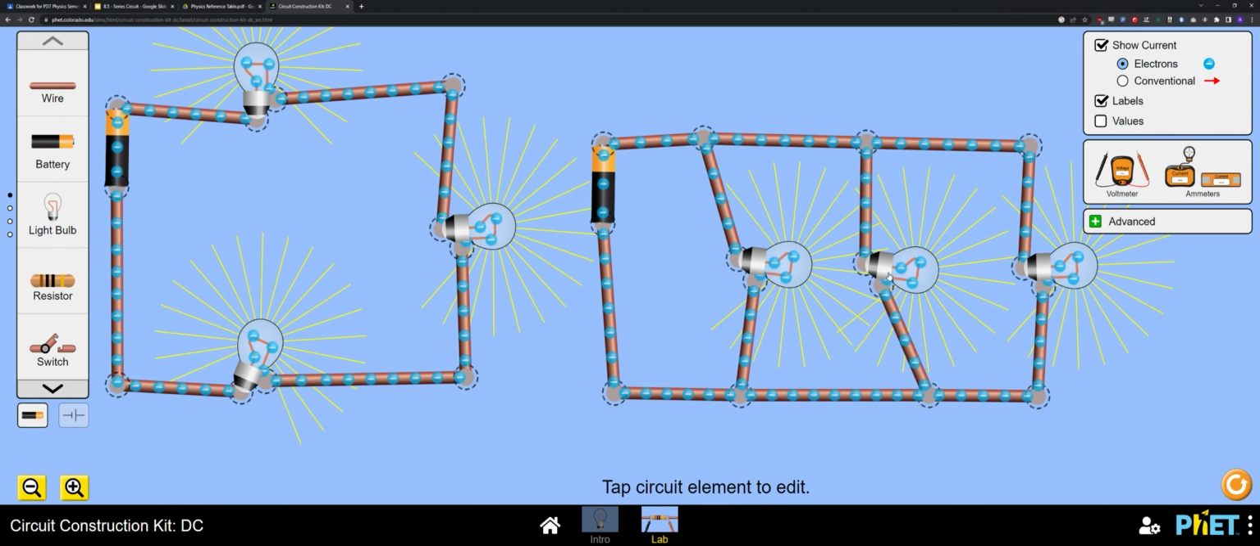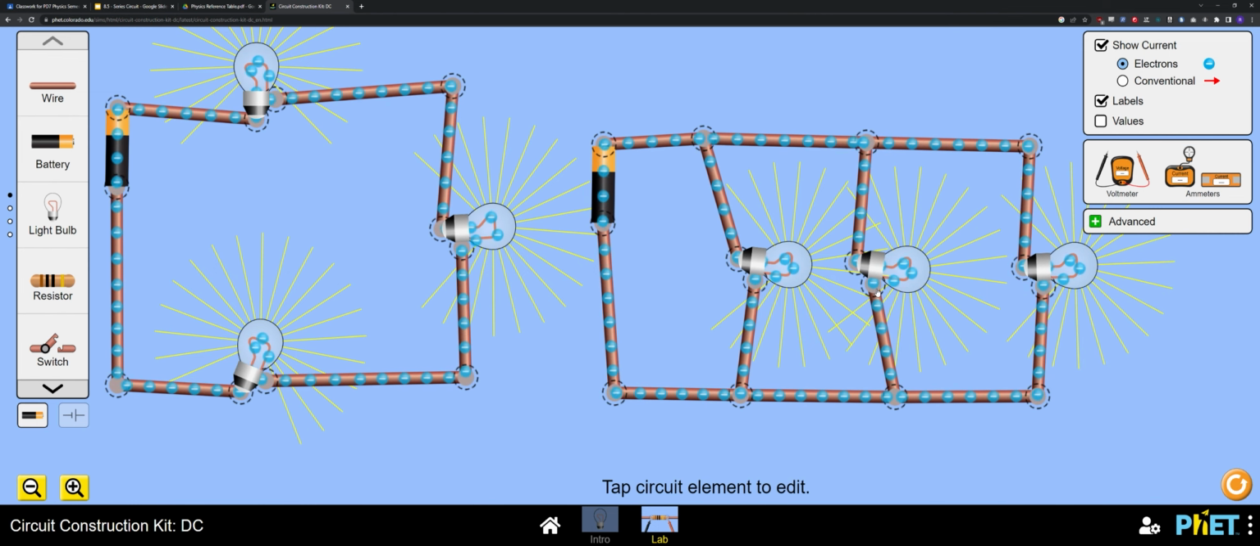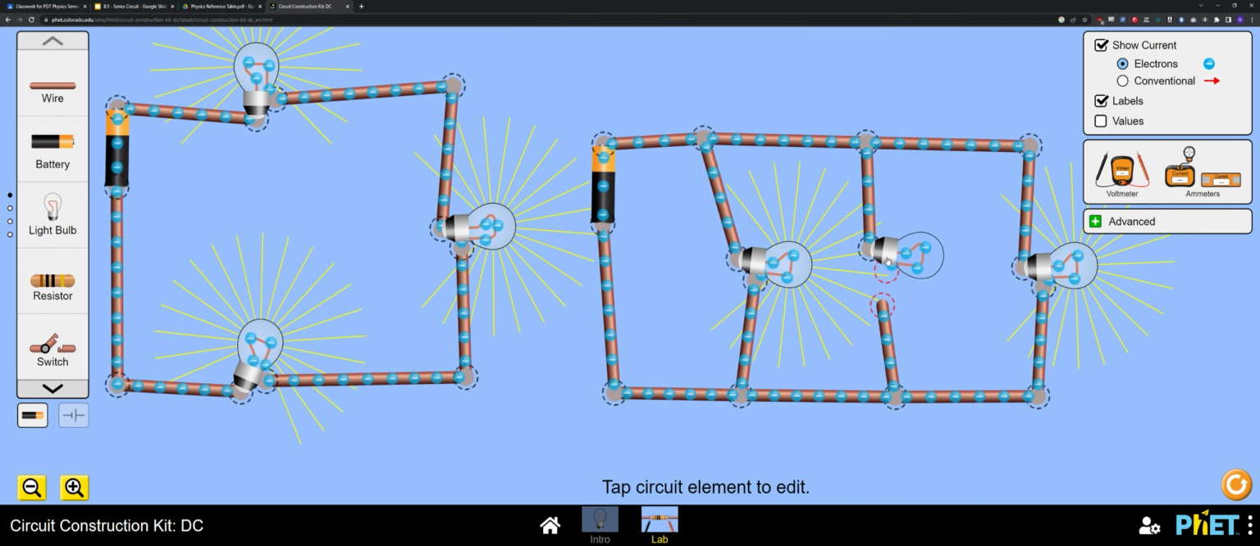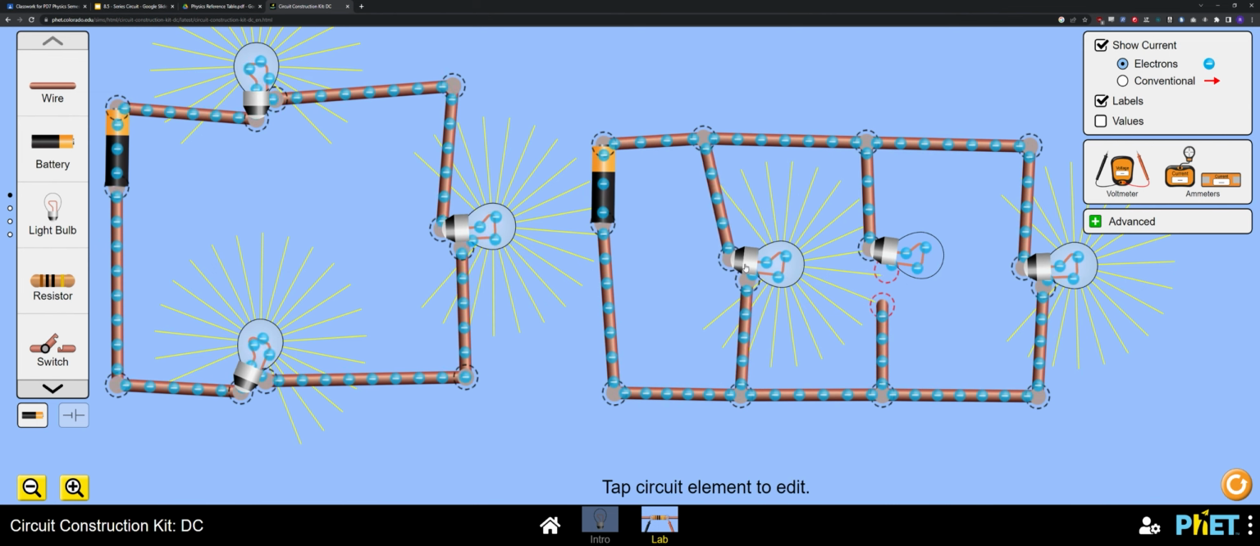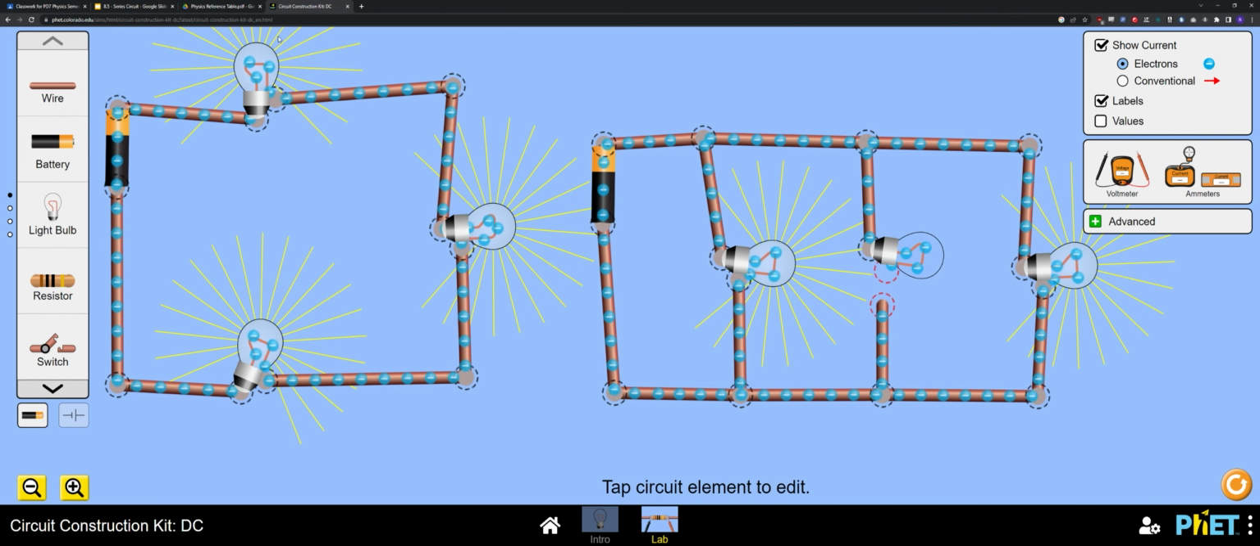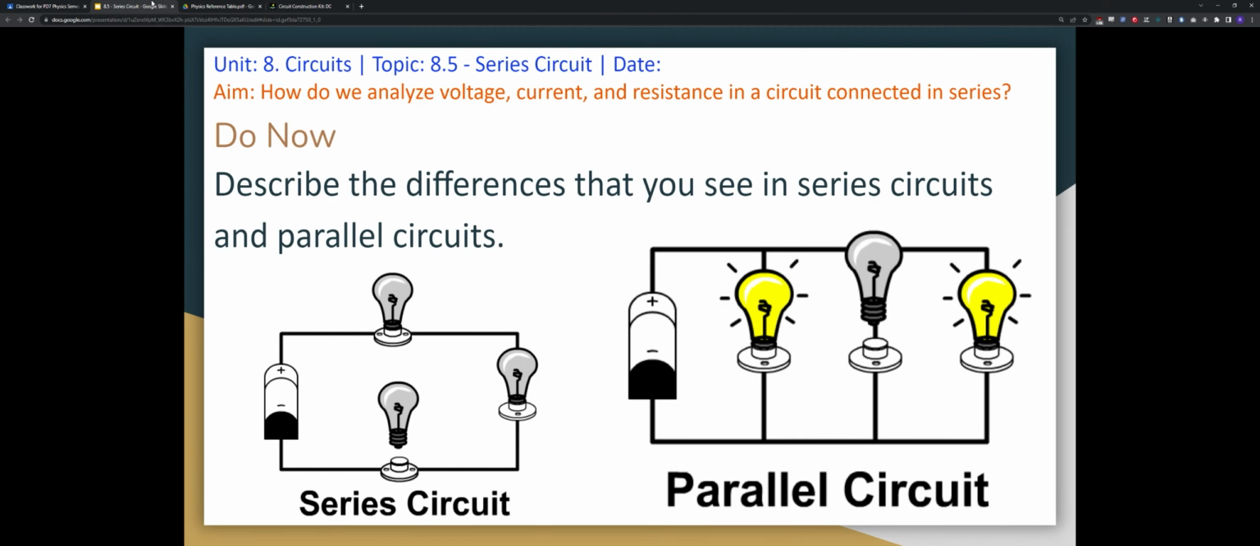Now you see on the right-hand side, the right-hand circuit, if I cut the middle light bulb, the electrons are still flowing through the wire here, right? So there's still flow of electrons. Even though that one path is cut, the other two paths still carry electrons. And most of the things in the real world really use parallel circuits, right?